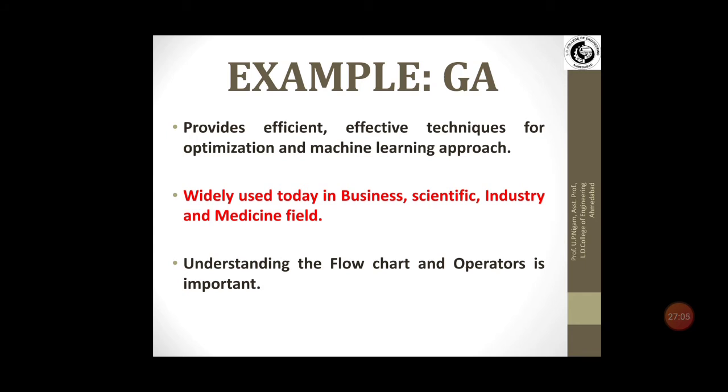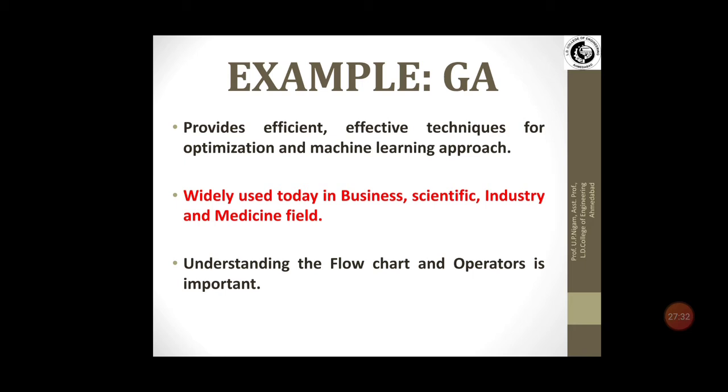Now let us try to understand this using a good example of the genetic algorithm. The genetic algorithm provides efficient, effective techniques for optimization and machine learning approaches. It is widely used today in the business, scientific, industry and medicine fields. As per research, it has 75% of its applications in these fields.